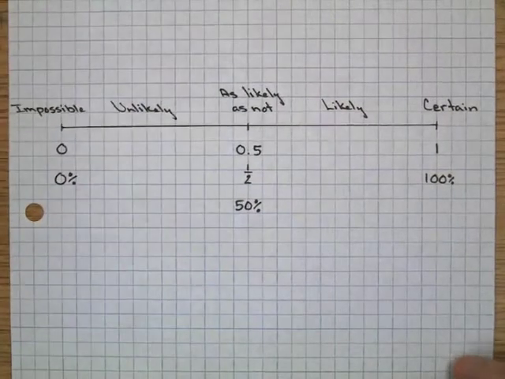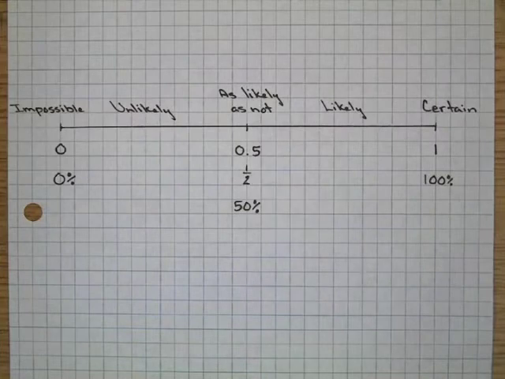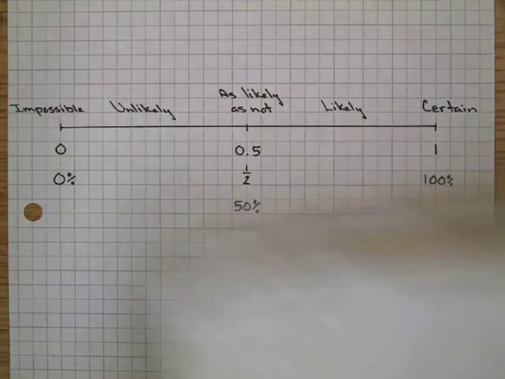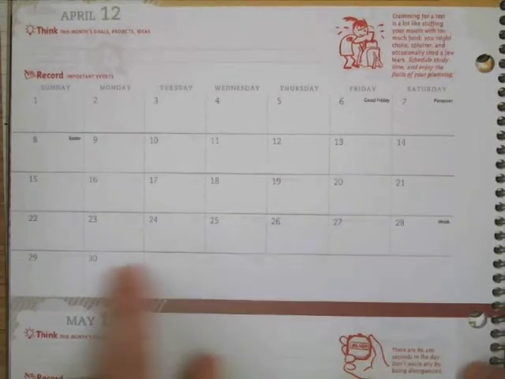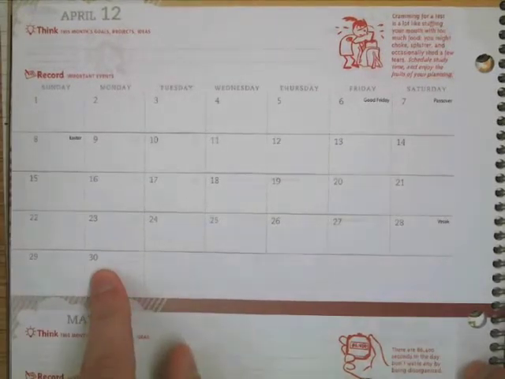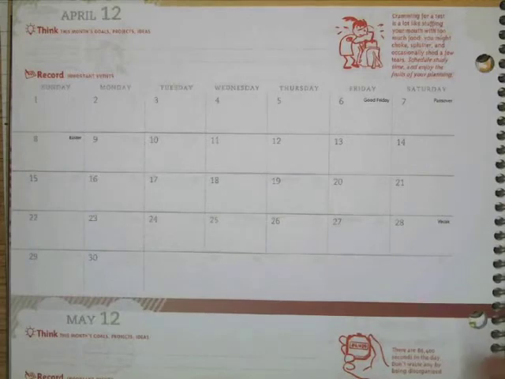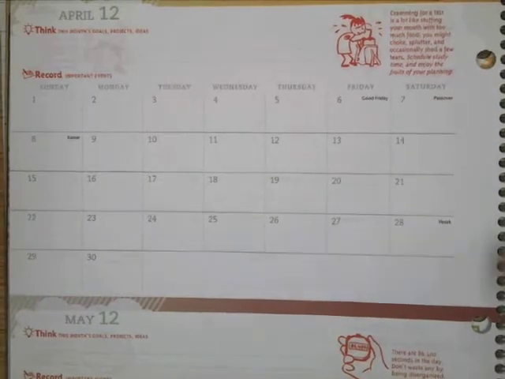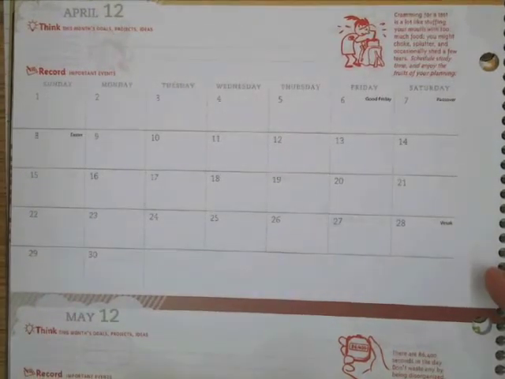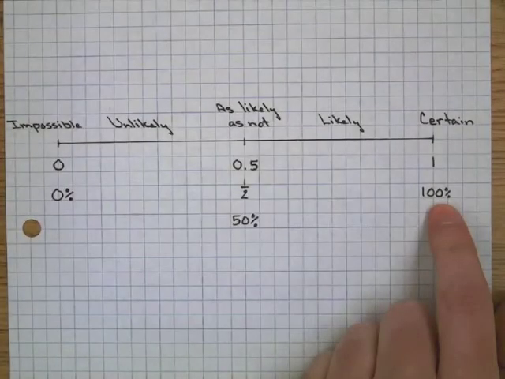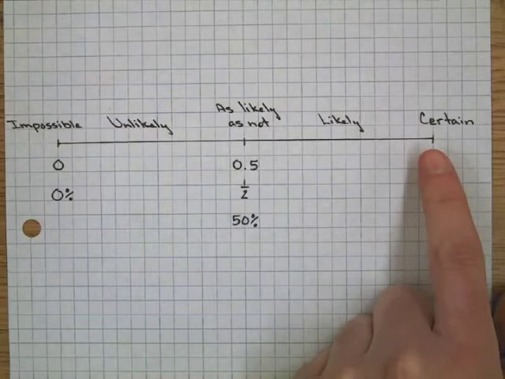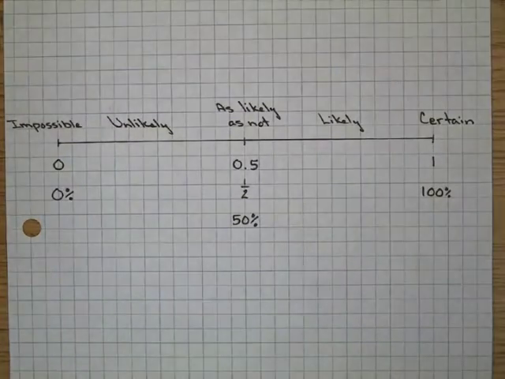What if I wanted to know the likelihood of April having 30 days? Well, here's a calendar for April. Here's the month of April, and I see here that April has 30 days in it. And I've gone through enough Aprils to know that every year April has 30 days. And so if it always happens, it's 100%, or it's certain, that April will have 30 days.